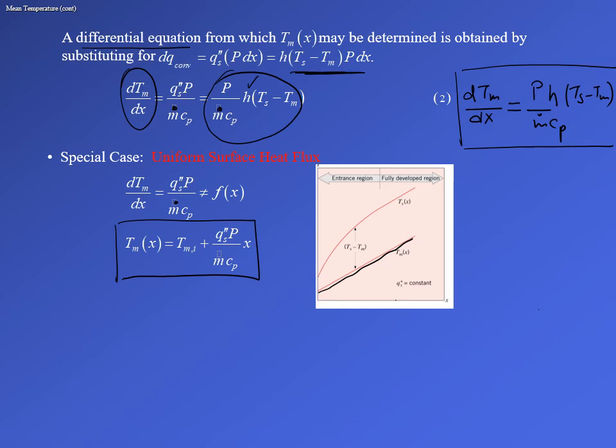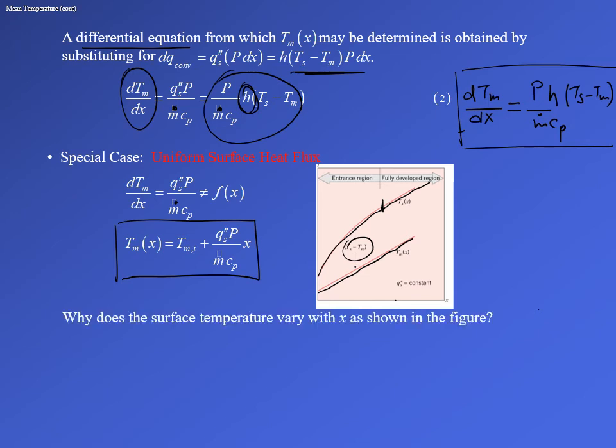But for the entrance region, since we have an h here, and that h actually varies with x, your Ts minus Tm also varies with x. So till this point it varies with x, in the sense that it is not a linear profile, but in the fully developed region it is a linear profile. So Ts minus Tm becomes a constant. So we already have discussed why the surface temperature varies with x in the figure shown.